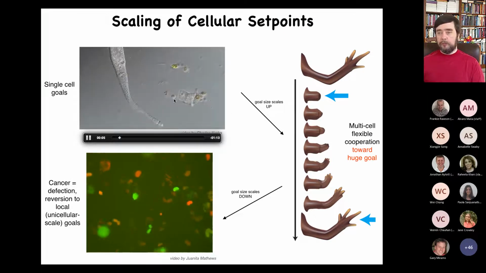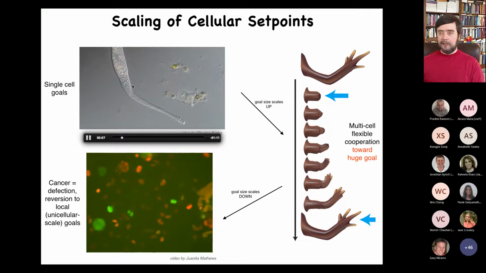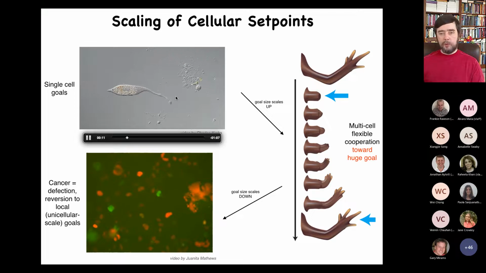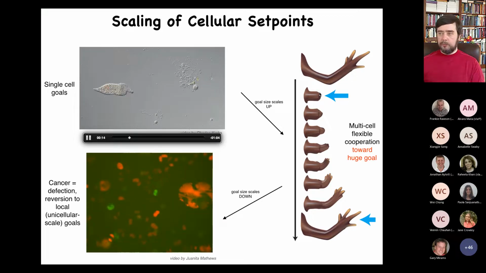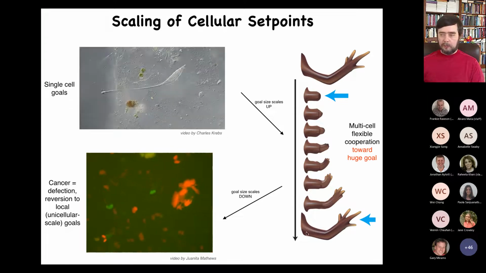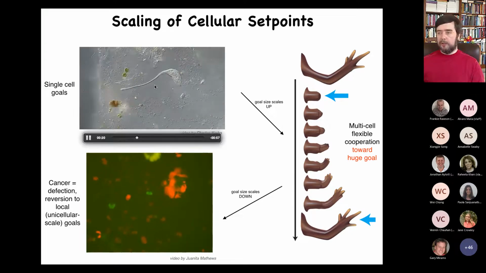Now, the scale of those goals can change during evolution and during the animal's lifetime. During evolution, we went from very tiny single cell scale goals, such as metabolic goals and so on, for the cells to cooperate towards very large scale goals, meaning keep growing until you've constructed this kind of thing, and then you can stop, right? So that's our set point, as opposed to a metabolic set point or something like that.